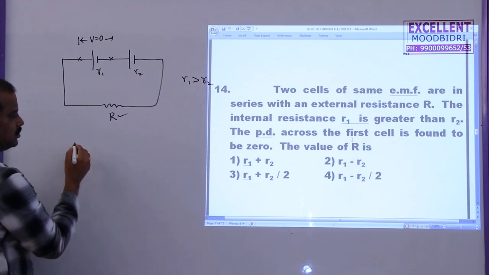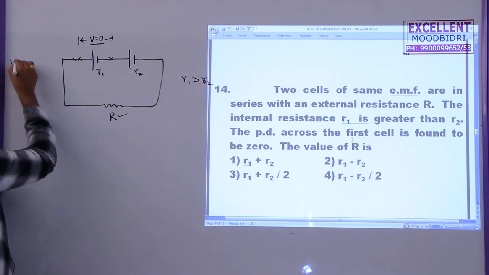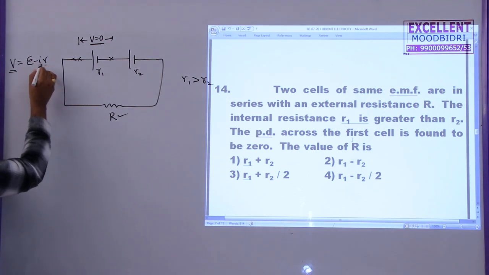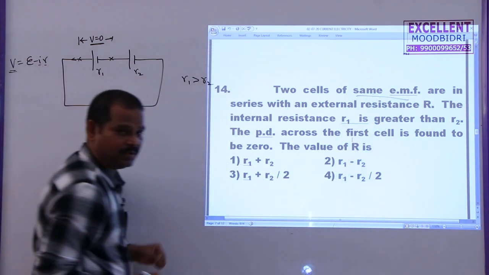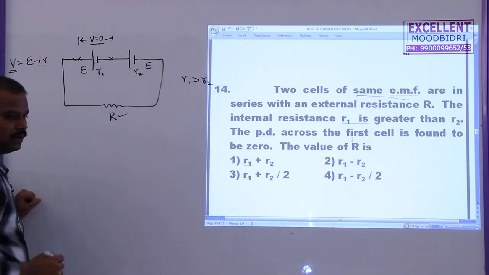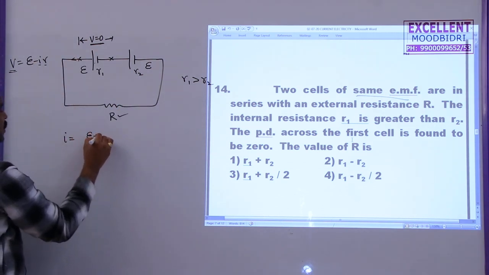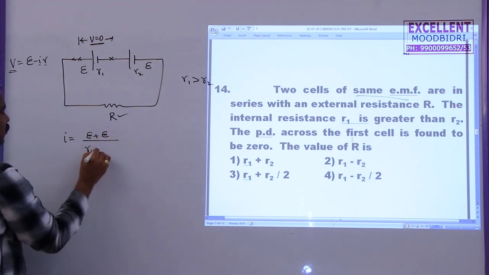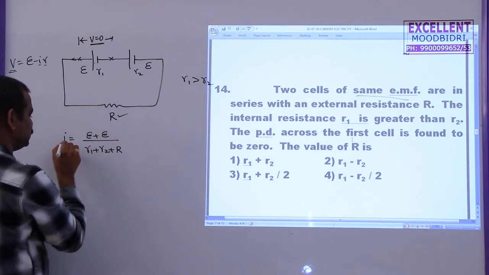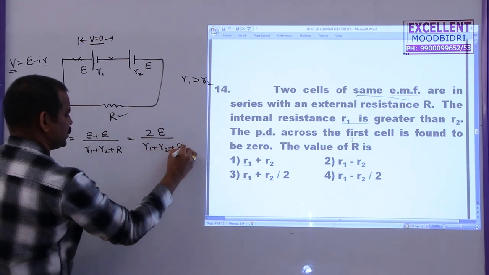Now here in this case, if I want to find out the potential here, when it is discharging, V is equal to E minus IR. To find out this one, I need this as well as this. But here in this case, both are having same EMF. That is, EMF of this one is E, EMF of this one is also E. Now, what is the total current flowing through this circuit? Total current I is equal to E plus E, net EMF, by R1 plus R2 plus capital R. This is the effective resistance. So we can write 2E by R1 plus R2 plus capital R.